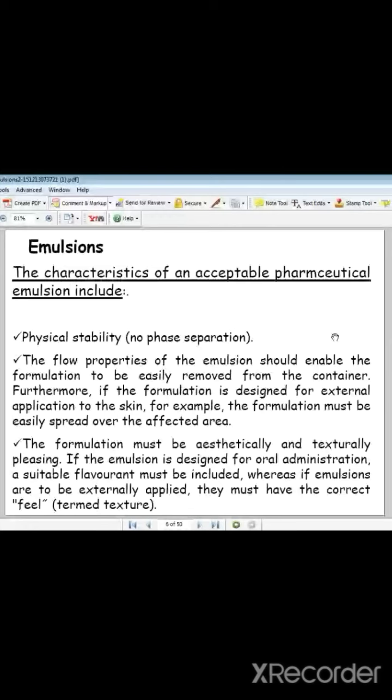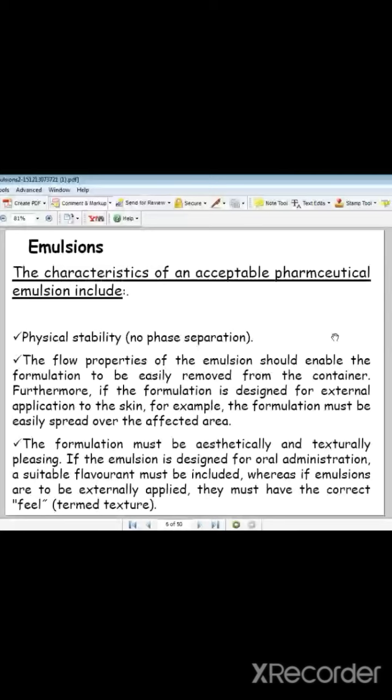Then the characteristics of an emulsion include physical stability. It should be physically stable, no phase separation. The flow properties of the emulsion should enable the formulation to be easily removed from the container. Means when we remove the emulsion from the container, it should be easily removed.